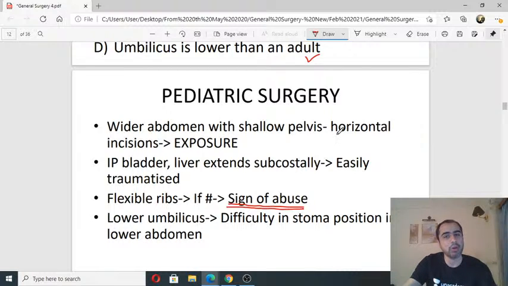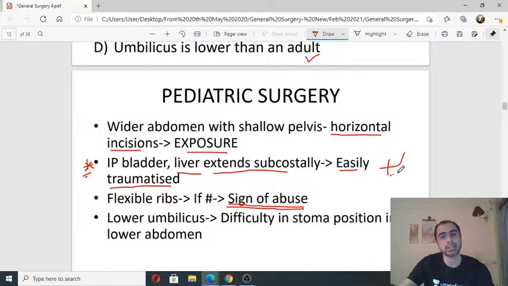Wider abdomen, I already told you, horizontal incisions are preferable for exposure. Intraperitoneal bladder, because the pelvis is shallow, implies bladder trauma is easy. So bladder gets traumatized. Understand, even the liver gets easily traumatized because in a child, the liver extends below the costal margin.